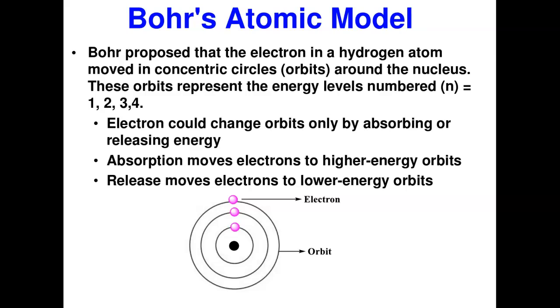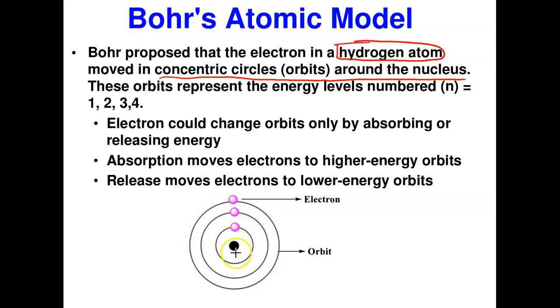Of course, in earlier chapters, we've talked about the structure of the atom having a centrally placed nucleus and a cloud of electrons moving around this nucleus. Bohr worked on the hydrogen atom. He proposed that electrons in a hydrogen atom move in concentric circles or orbits around the nucleus.